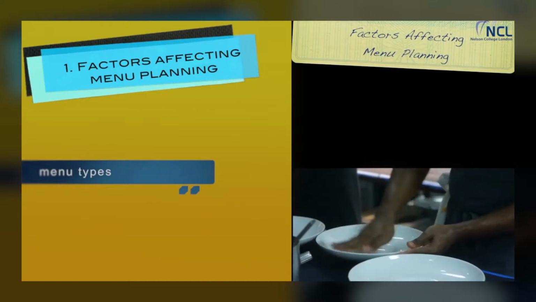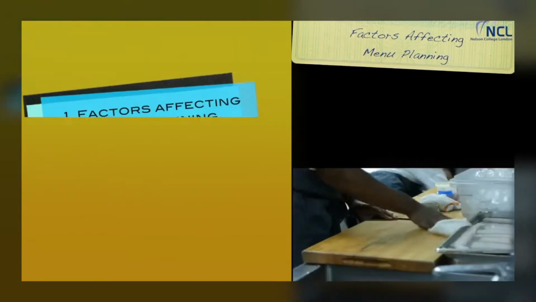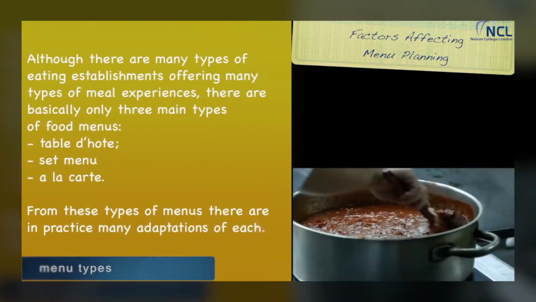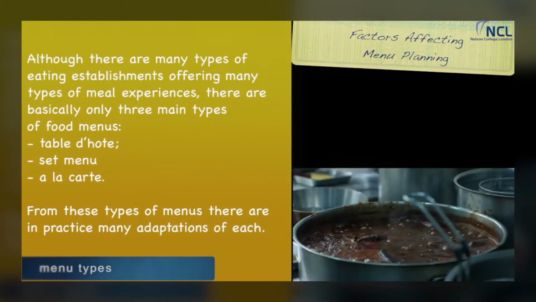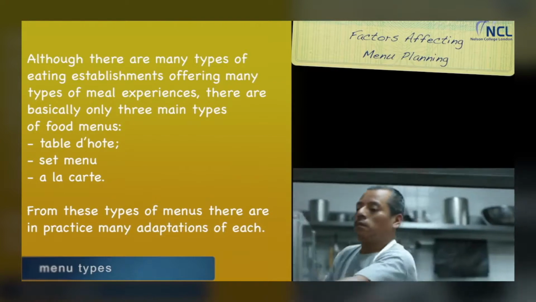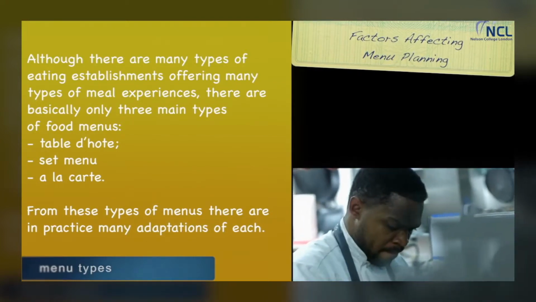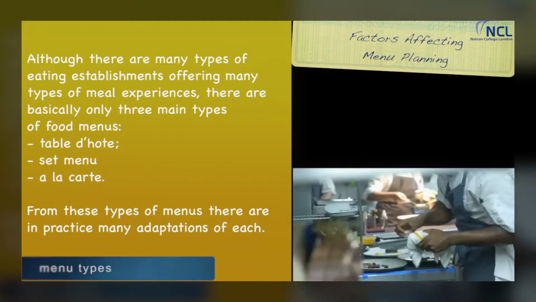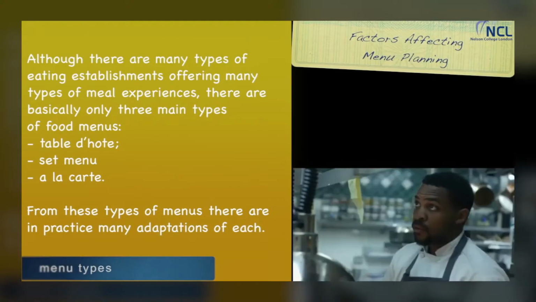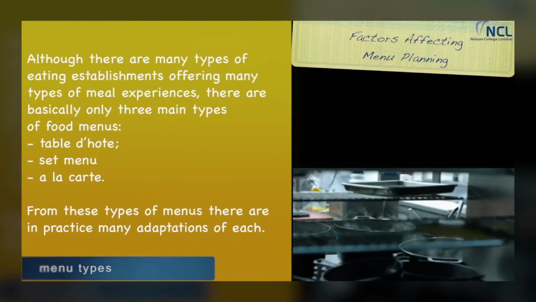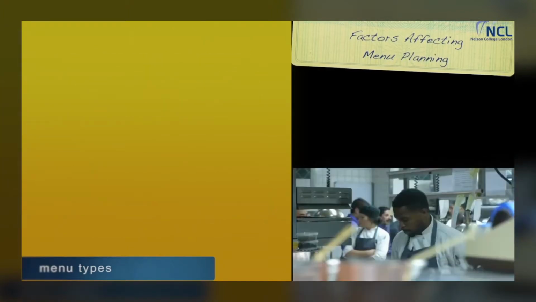And now we will talk about types of menus. Although there are many types of eating establishments offering many types of meal experiences, there are basically only 3 main types of food menus: table d'hôte, set menu, and à la carte. From these types of menus, there are in practice many adaptations of each.